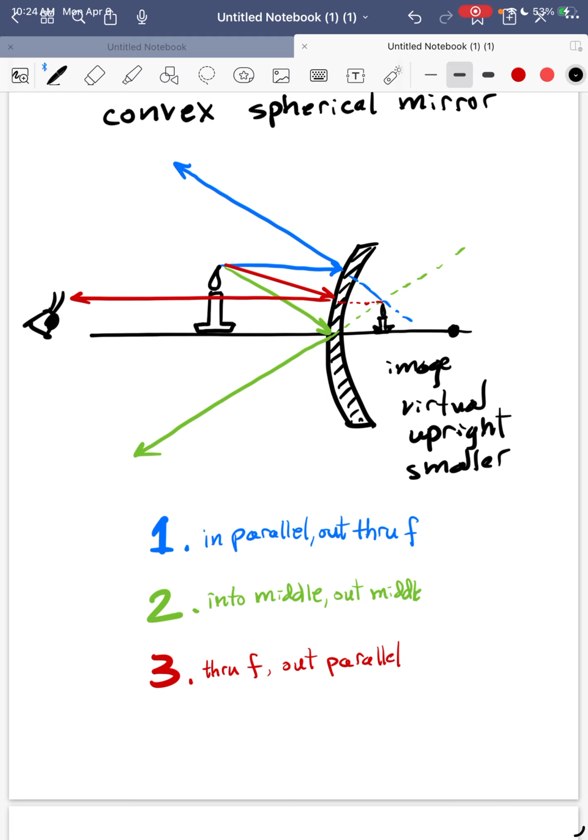Why do they make these mirrors convex? Because they have a wider field of view. So it's sort of a fisheye lens. You can see things more broadly, but they're smaller as a result of that.